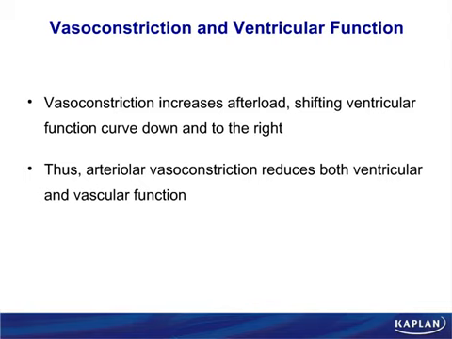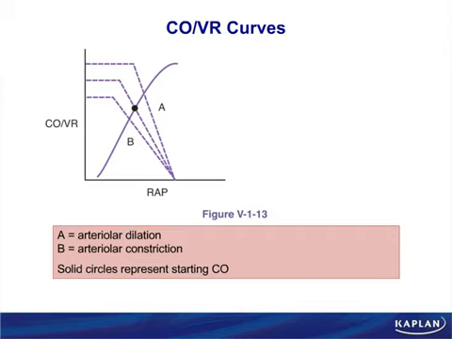Vasoconstriction means increased resistance, increased TPR, so therefore increased afterload, which will shift the ventricular function curve down and to the right. So arteriolar vasoconstriction, as you would predict since vasodilation did the same thing, affects both ventricular and vascular function, and it reduces both of them. All right, let's look at it graphically.